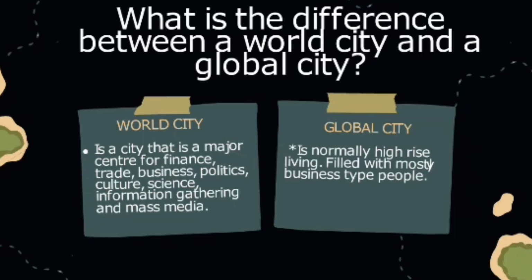So what is the difference between a world city and a global city? A world city is a city that is a major center of finance, trade, business, politics, culture, science, information gathering, and mass media. It is one that serves the whole world and can be considered an important multinational city, while a global city is normally high-rise living, filled with mostly business-type people.